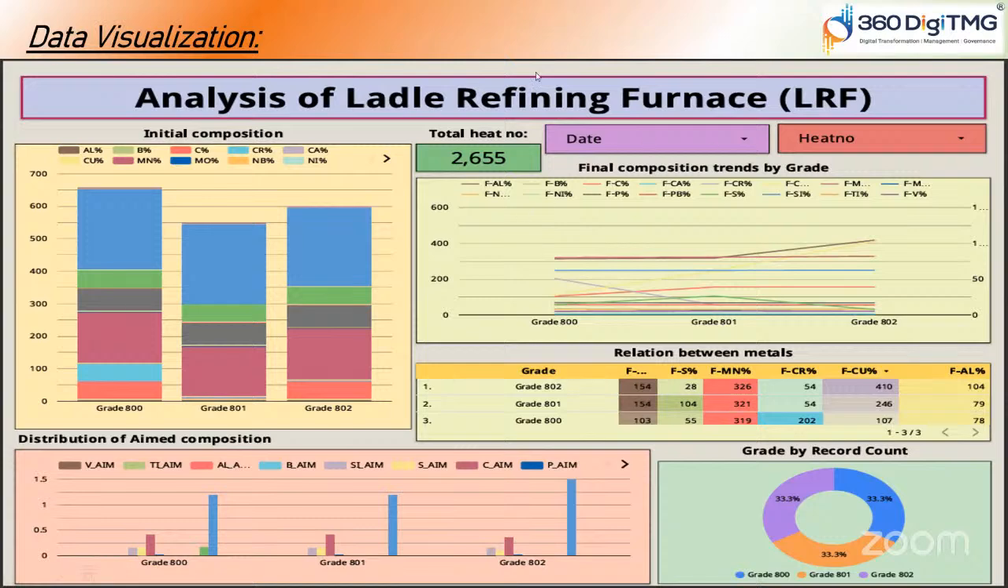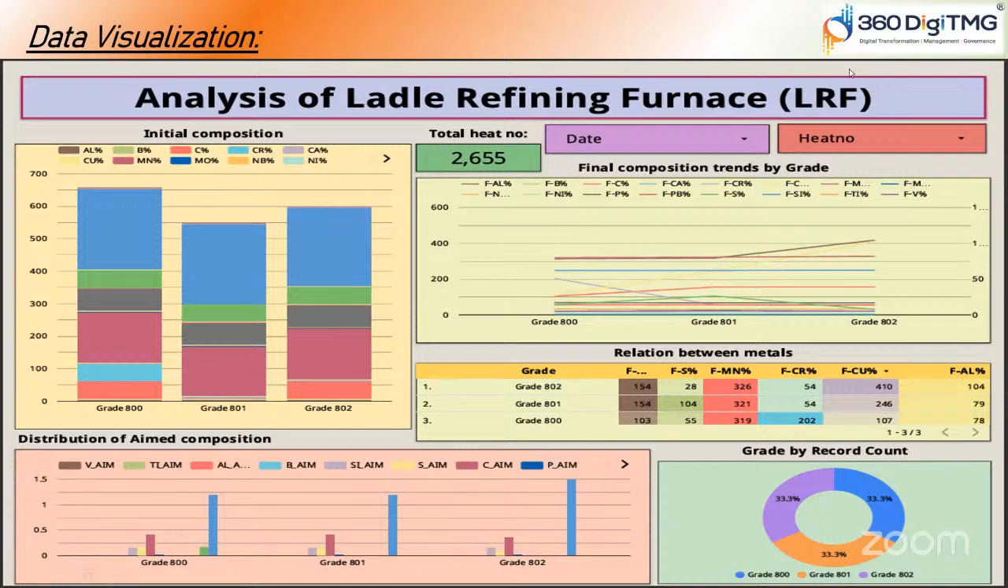So how does this dashboard help us to maintain grade quality? Yes. This dashboard compares aimed and final composition for each grade 800, 801 and then 802. It flags deviation for key elements like carbon, silicon and sulfur. It enables proactive control before samples go out of spec.